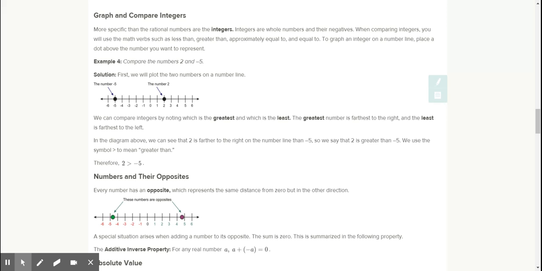So in the diagram above, we can see that 2 is farther to the right on the number line than -5. So we can say that 2 is greater than -5. We use the greater than symbol to mean greater than. It's just an arrow. We're going to have the fat end pointing towards the greater or the bigger number. So it'd be written like this, 2 greater than symbol, -5.